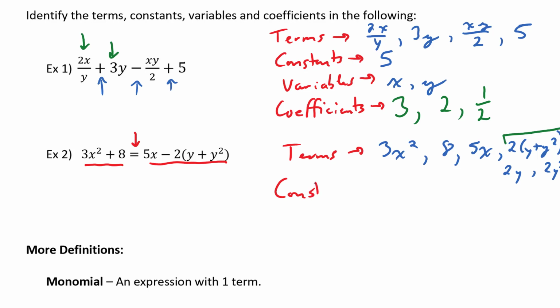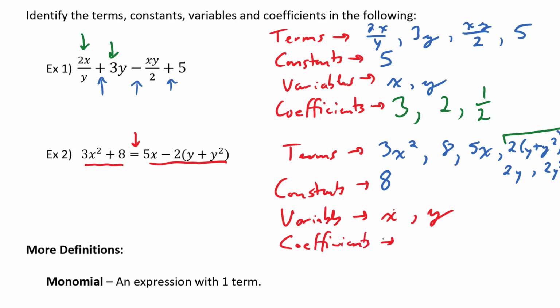Constants now, we have only 8 as our constant. Our variables now, we have x and we have y. Now notice there's an x squared and a y squared, but our variable is only x and y. Finally, we have our coefficients. And here we have 3, 5, and we have here a 2.